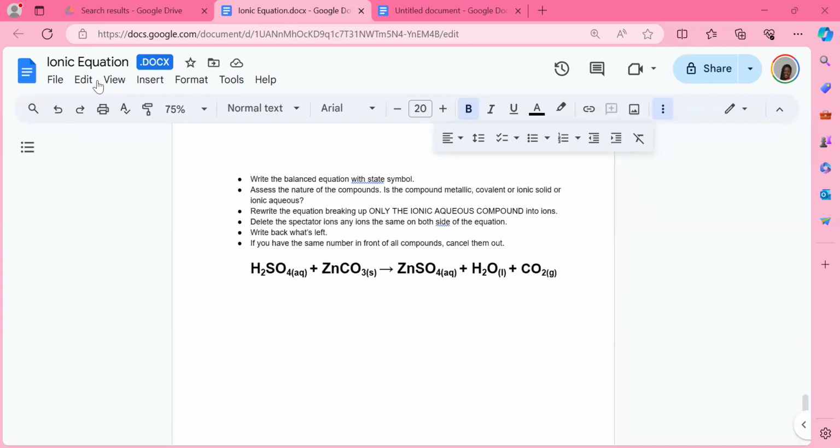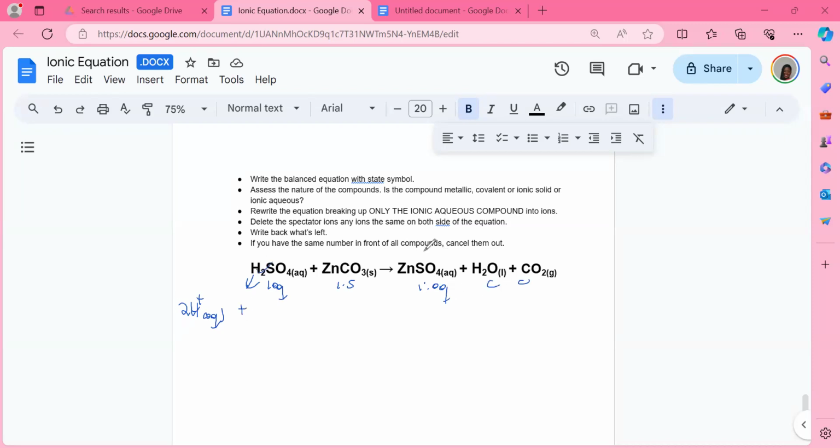Here we're reacting an acid and a metal carbonate. Now, this metal carbonate is insoluble, so we have sulfuric acid and zinc carbonate. 1 mole of sulfuric acid reacts with 1 mole of zinc carbonate to form 1 mole of zinc sulfate, water, and carbon dioxide. So this comprises of 2H plus ion. When we assess the nature, this is ionic aqueous, ionic solid, ionic aqueous, and then these are covalent substances.